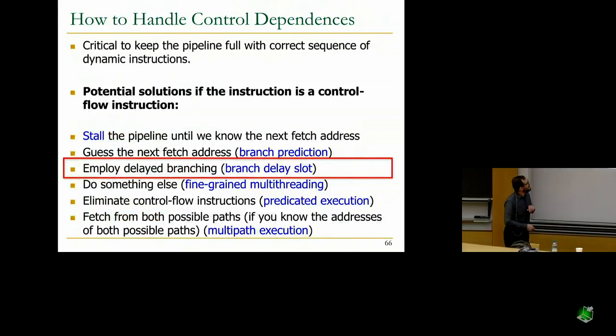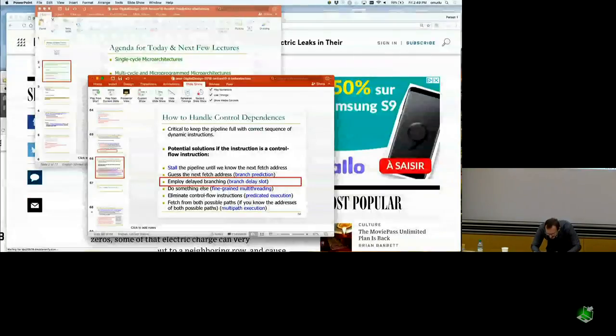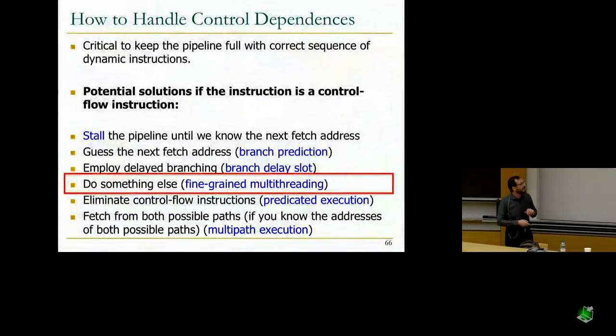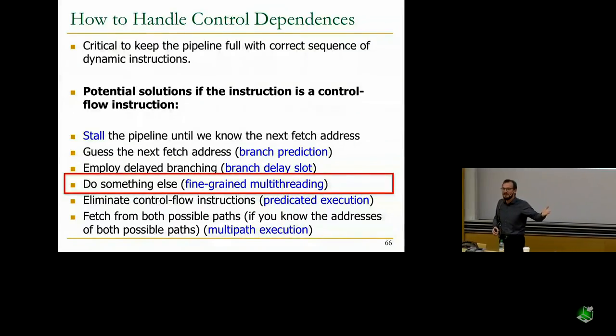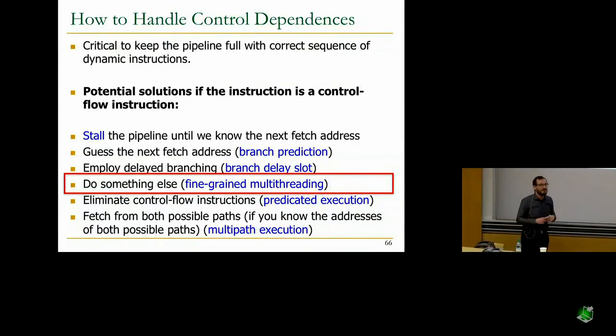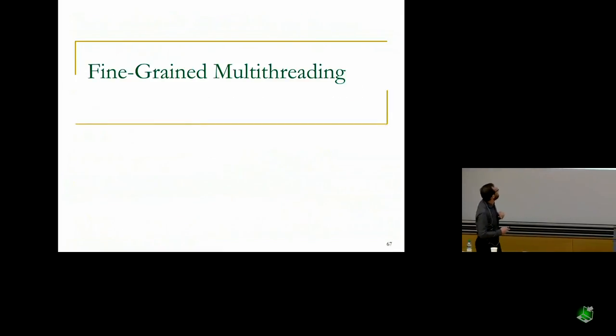How do you handle control dependencies? Oh, that's the wrong one. I don't know how it got there. We need to correct the mistake over here. But clearly, this is a copy-paste error. So there you go. Is that better? So you can do something else and get rid of the control dependencies also. Meaning, if you're at a branch, don't try to figure out what's the next instruction. Just fetch an instruction that you know is independent, from some other thread. That's the idea of fine-grained multithreading.